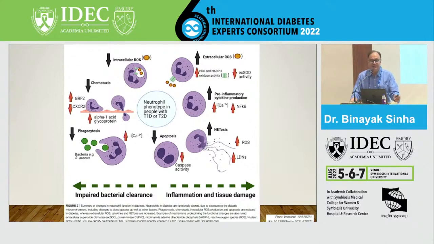The impaired bacterial clearance is mainly due to reduction of phagocytosis, and also due to reduction of chemotaxis and intracellular ROS coming down. The neutrophil phenotype also leads to apoptosis of the cells and increase in pro-inflammatory cytokine production and extracellular ROS. So all these worsen the inflammation that an infection causes and worsen the tissue that is affected by the bacterial infection.